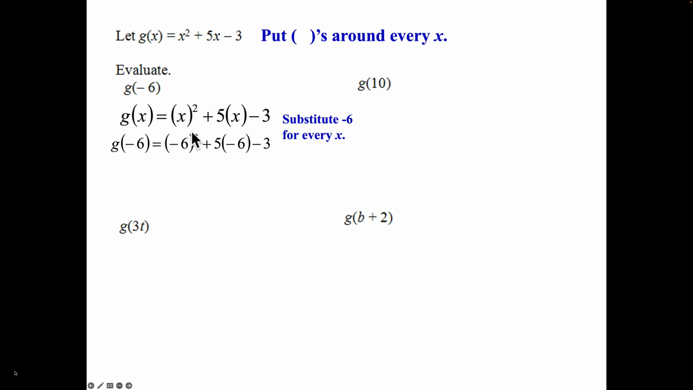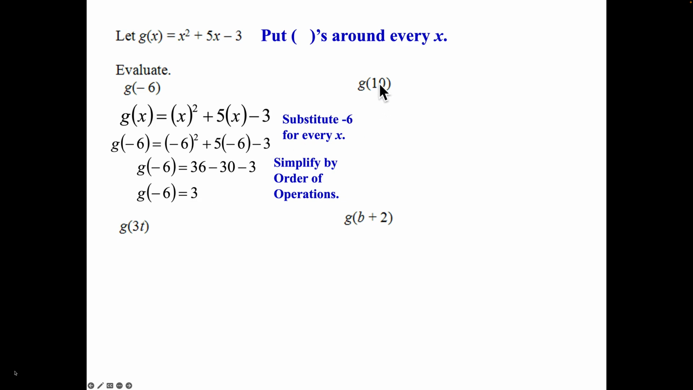So negative 6 squared, negative 6 times a negative 6, is going to be a positive 36. 5 times negative 6, negative 30 or minus 30, minus 3. All right, simplify. 36 minus 30 is 6, minus 3 is 3. That's my answer. And it's also important to understand, this also represents a point. This is the point, left parentheses, negative 6, comma 3. X coordinate, y coordinate.